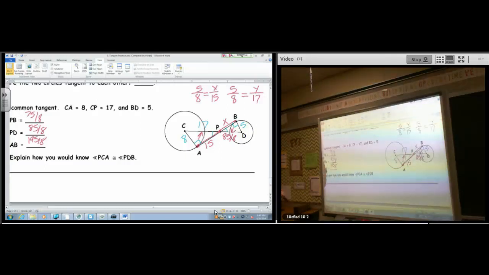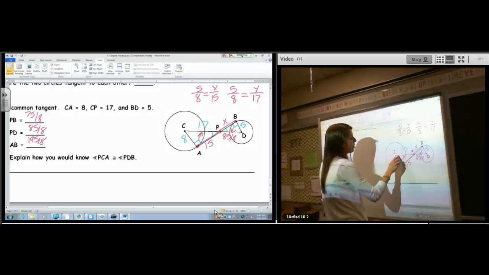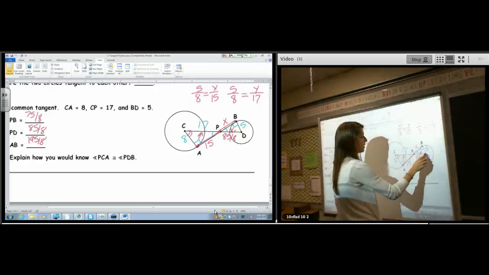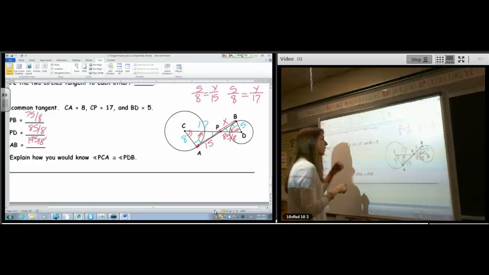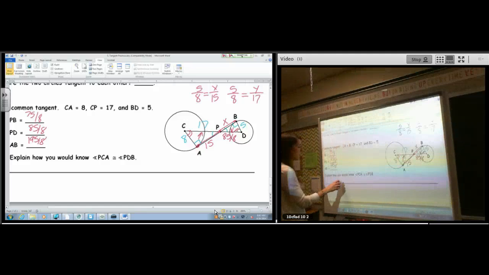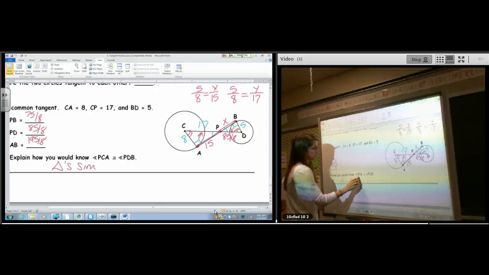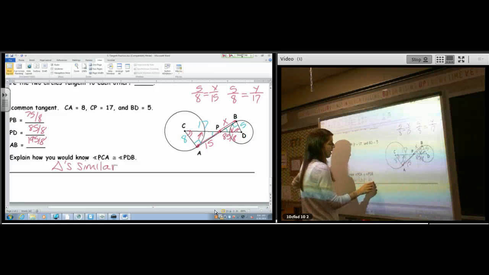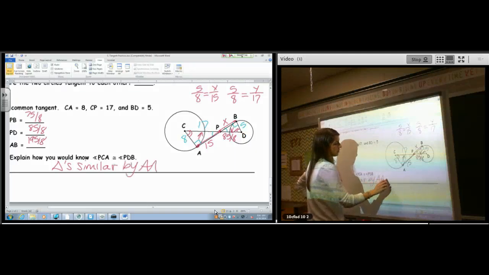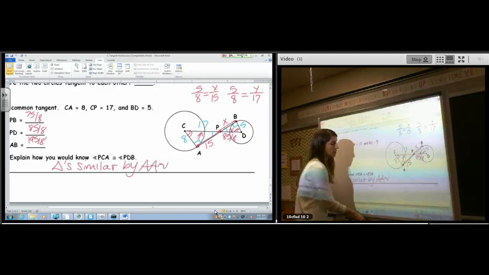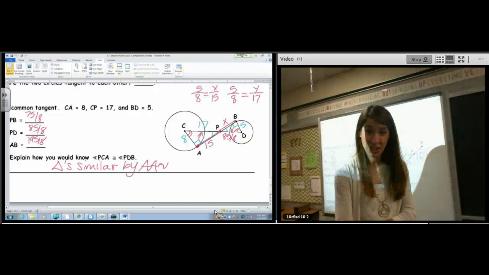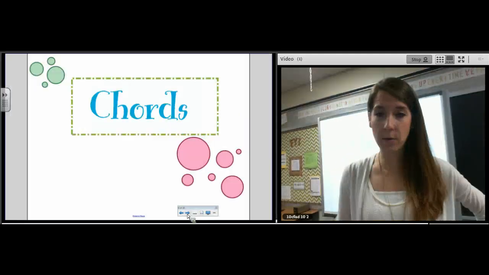Explain how you know that this angle with my double arc is congruent to this angle with my double arc. And we know that they're congruent because the triangles are similar by angle similarity. So if they're similar by definition, their angles are congruent.